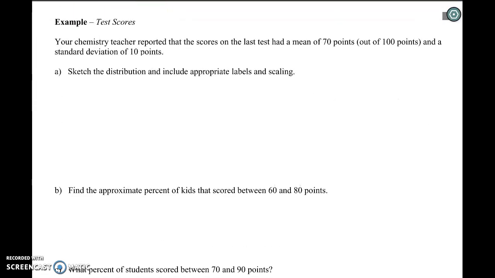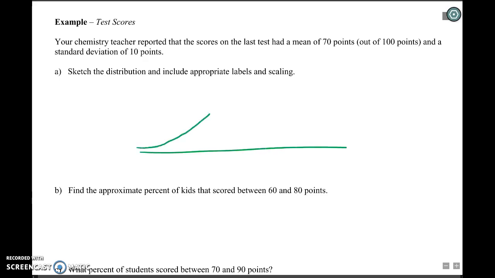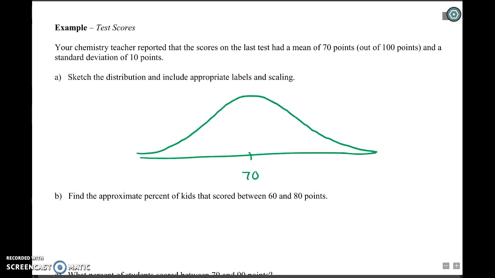Your teacher reported that the scores in the last test had a mean of 70 and a standard deviation of 10. Sketch the distribution along with appropriate scales and labels. So let's draw our normal curve. Center would be at 70, one standard deviation above, turning from up to down. I'm going to say that's right about there. It's kind of where it straightens out. So I'll call that 80. 2 standard deviations, 90. 3 standard deviations, 100. Standard deviations below, 60, 50, and 40.